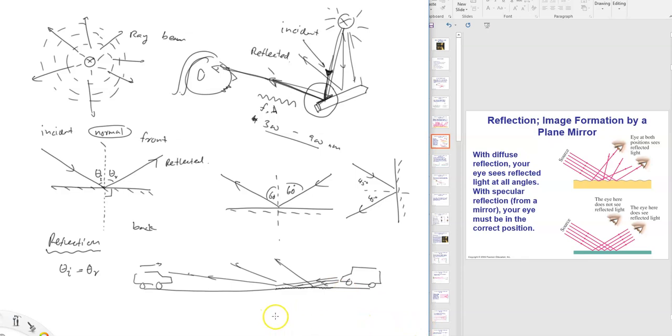Now I'm going to draw a magnified diagram here. Here's the road surface. Let's say now it's raining.